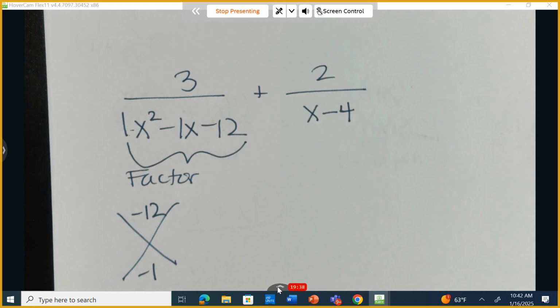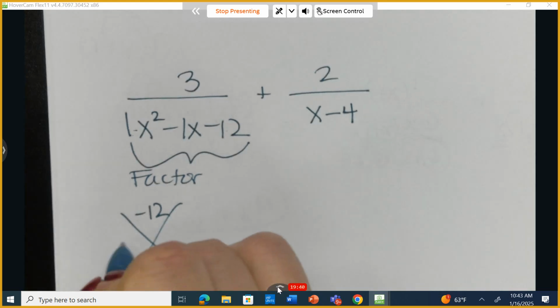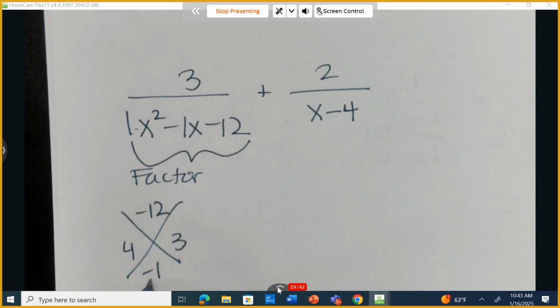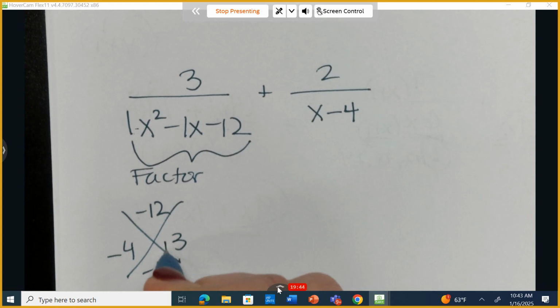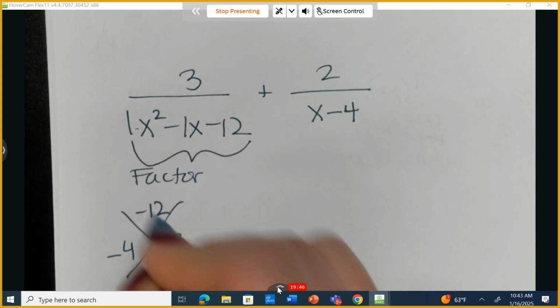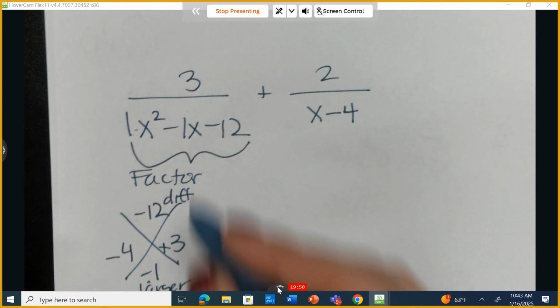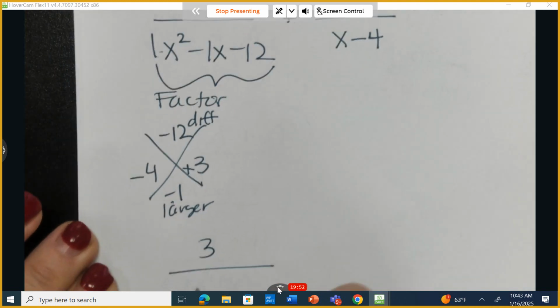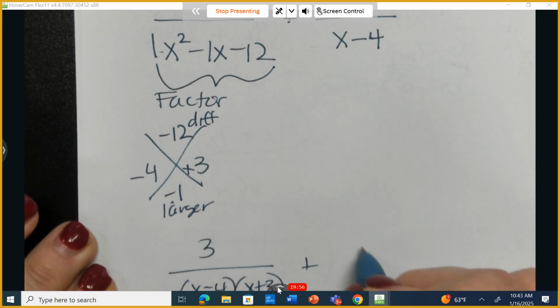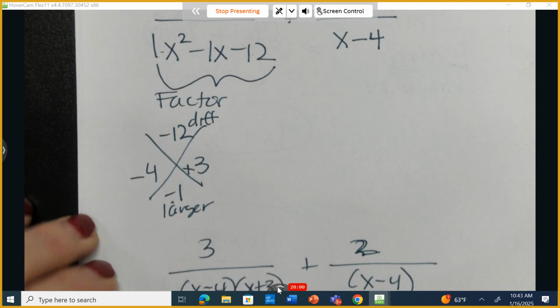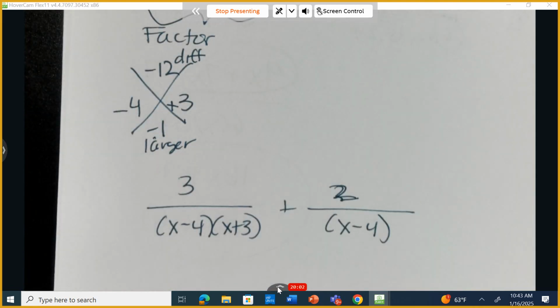Does anybody have any ideas? 4 and 3, nice job. This tells me the larger of the two numbers is negative. This tells me their signs are going to be different. Okay, I like that. So I'm going to rewrite this as 3 over x minus 4 and x plus 3. I like it. That's ugly. So I have factored, and this is what I have right now.